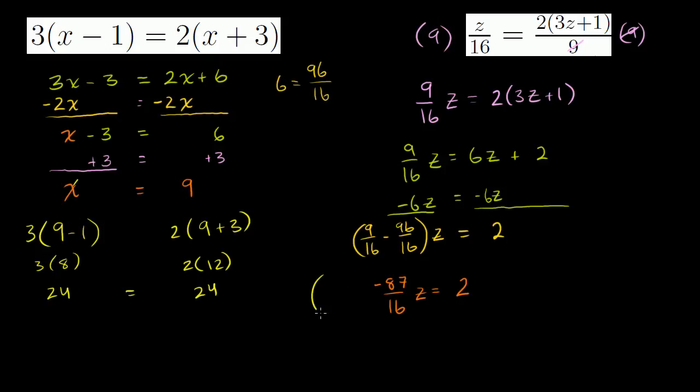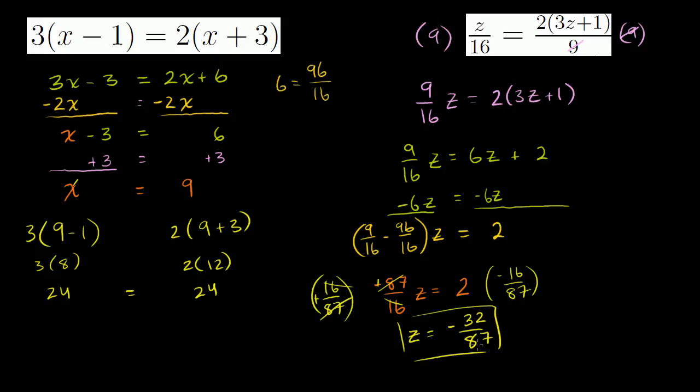So we multiply both sides of this equation by negative 16 over 87. These cancel out, 87, 87, 16, 16, the negative signs plus. So you're just left with z is equal to 2 times this thing. So 2 times negative 16 is negative 32 over 87. And we are done. That's not a pretty looking answer, but that's what we got.